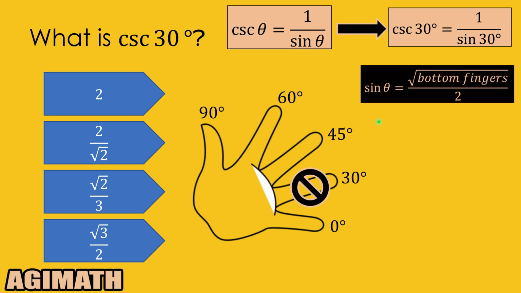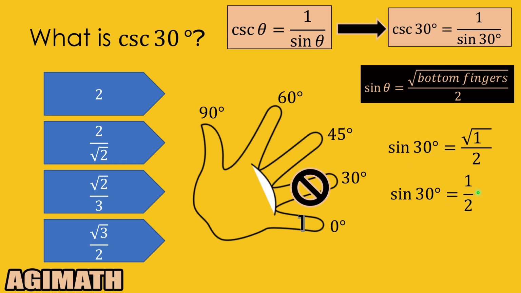So we use the formula for sine. Sine theta is equal to the square root of bottom fingers over 2. We have sine 30, so this is the finger that we hold on, and then count the fingers below this finger. That is 1. We only have 1, so we put that 1 inside our radical sign and simplify if we can. Of course, square root of 1 is equal to 1. That's why sine 30 is equal to 1/2.